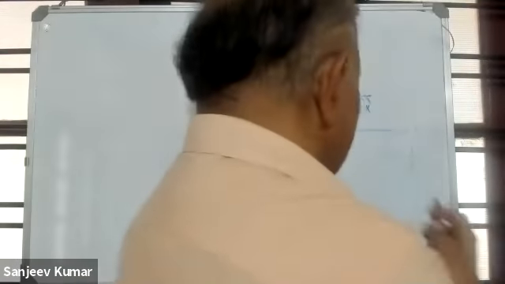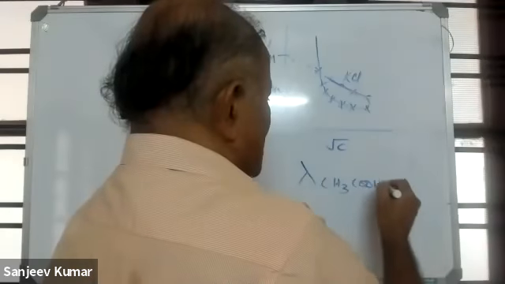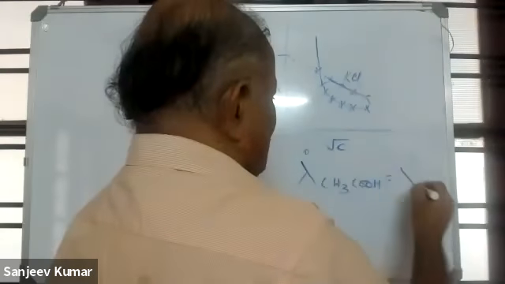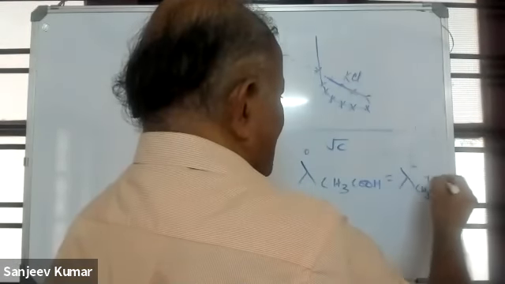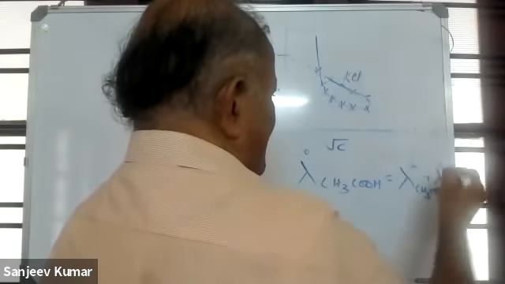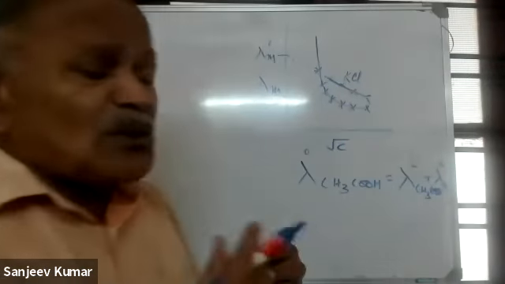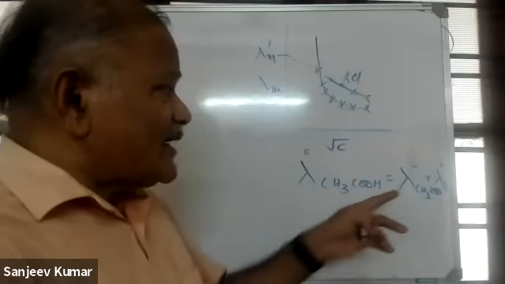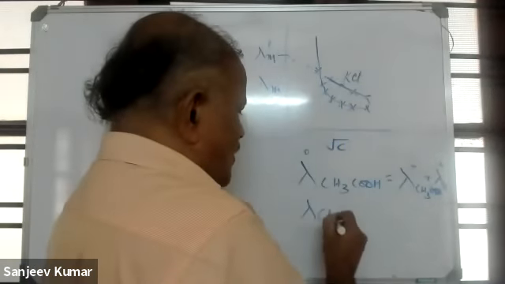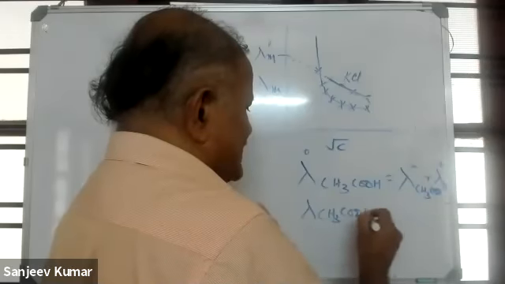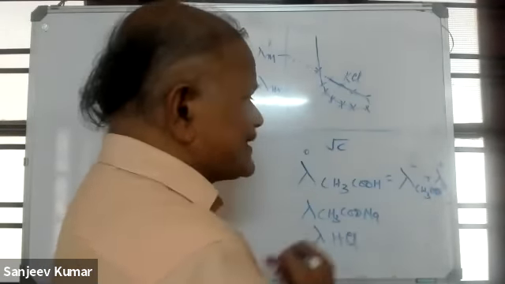Acetic acid is a weak electrolyte, and the molar conductance at infinite dilution of acetic acid is equal to the sum of the ionic conductance of acetate ion plus hydrogen ion. In order to obtain this value, we have to use strong electrolytes with acetate ion and hydrogen ion. Sodium acetate is a strong electrolyte containing acetate ion, and HCl is a strong electrolyte containing H plus ion.